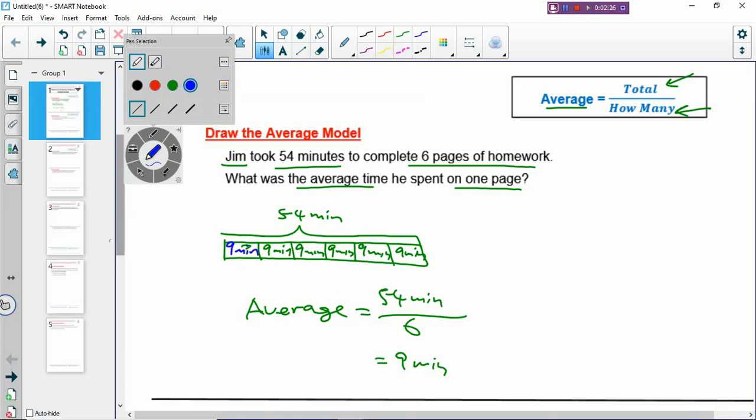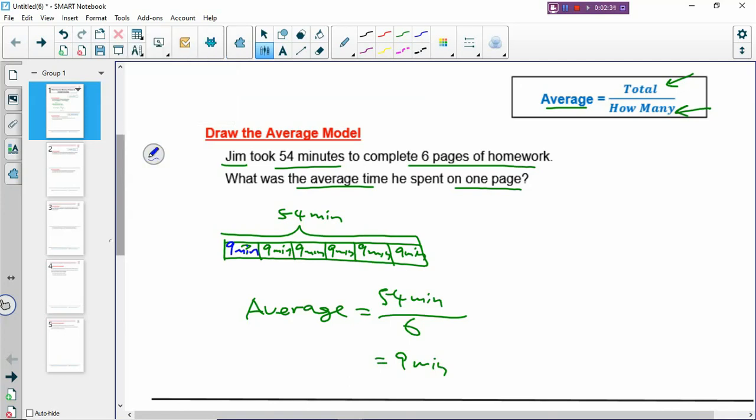So average means everybody has the same number. Every page has the same amount of time. That is called average: equal time taken to read every page. An important lesson here: most of the time you will be asked to find average, so you need to remember the formula. Average is equal to total time divided by how many pages. Let's look at one more example.